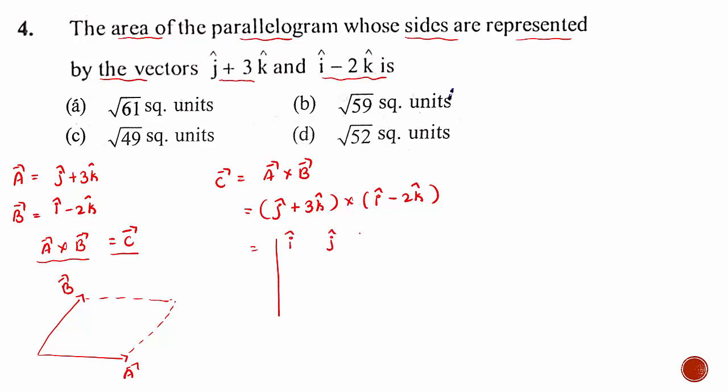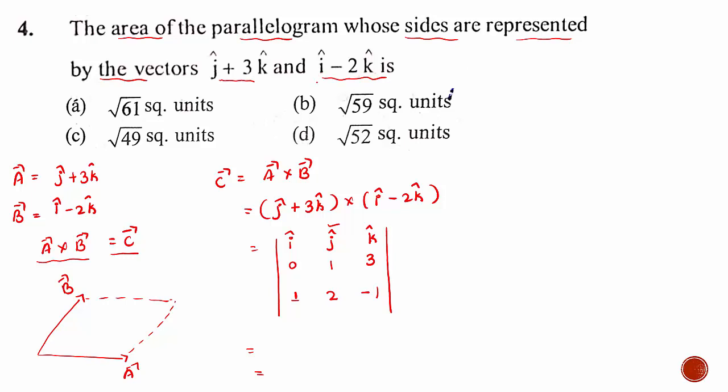i cap, j cap, k cap, these are the unit vectors. So the first row is vector A, that is j cap plus 3k cap. The i value is not given, so 0. j cap is 1, and 3k cap means we can write it as 3 here. Similarly for the second vector we can write i cap as 1, j value is not given so 0, minus 2k cap here.